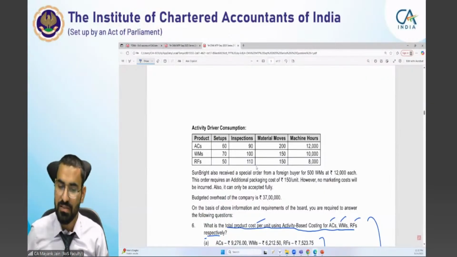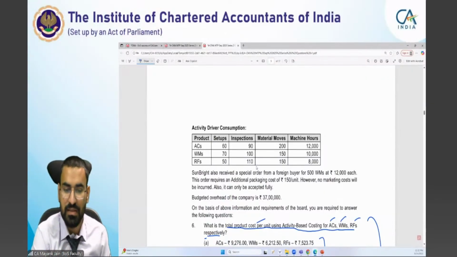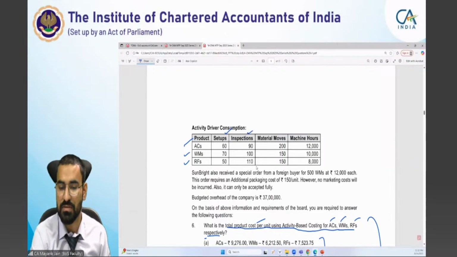एक्टिविटी ड्राइवर कंजम्पशन भी हमारे पास, तीनों प्रोडक्ट के लिए कितने सेटअप यूज हुए हैं, वॉशिंग मशीन, रेफ्रिजरेटर, एसी के लिए कितने सेटअप्स यूज हुए हैं, कितने इंस्पेक्शंस की गई है, कितने मटेरियल मूव्स हुए हैं, and the total number of machine hours for each product has been used is given in the question.